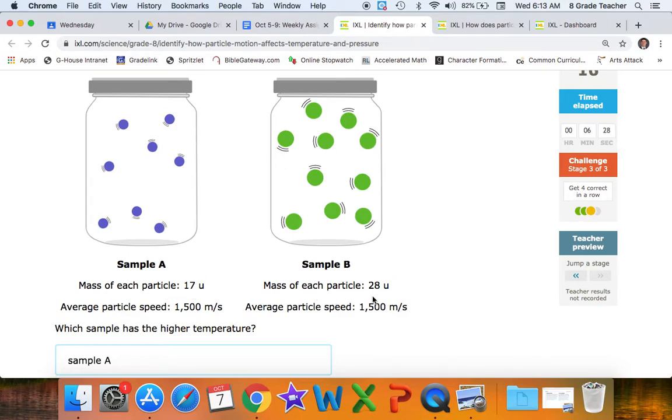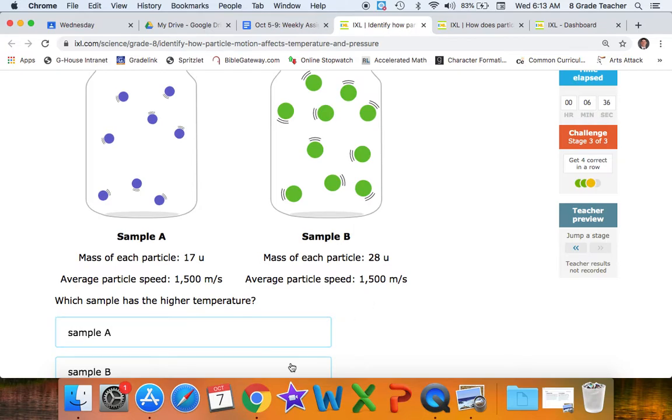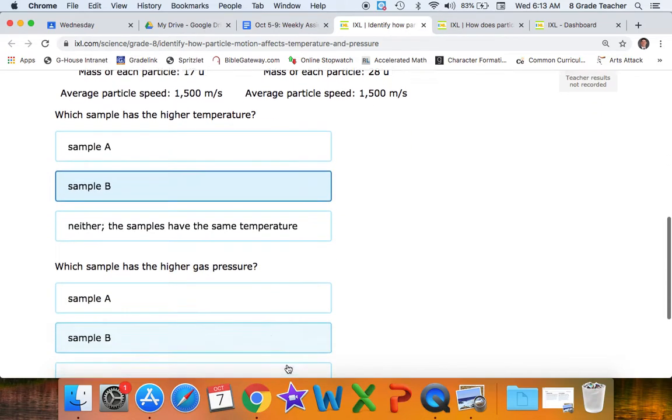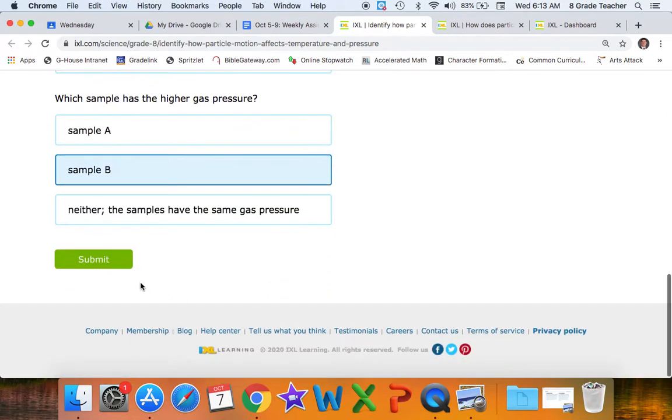Sample A has 17, 28, 15, 15. The mass of these particles and the movement of those particles are going to create more energy, therefore be at a higher temperature, even though the particle speeds are the same. Gas pressure is also going to be greater in sample B.